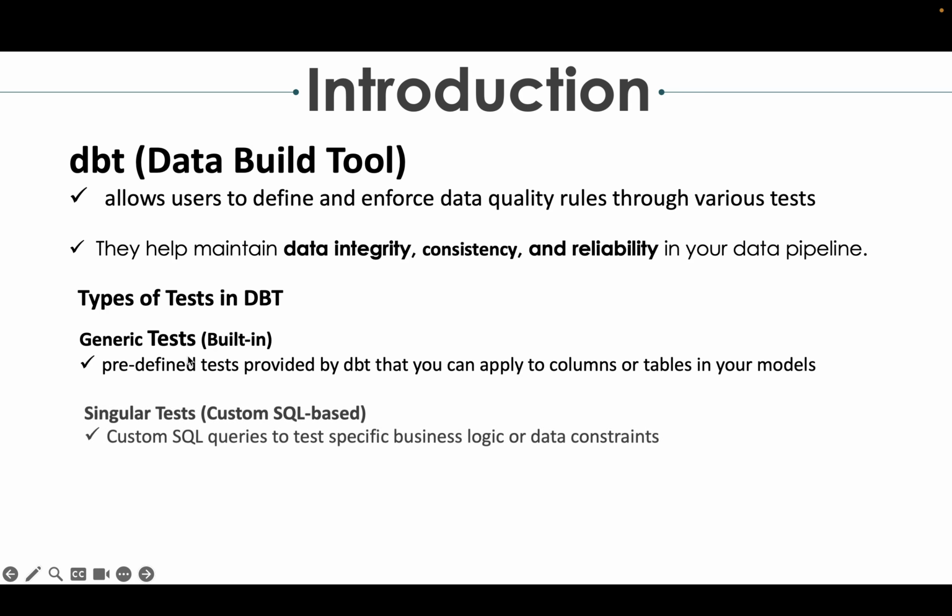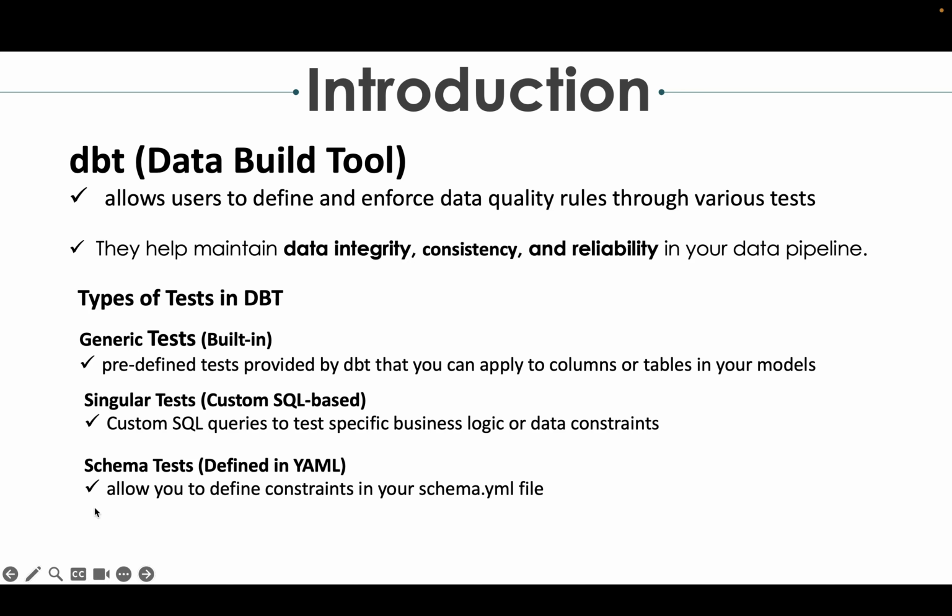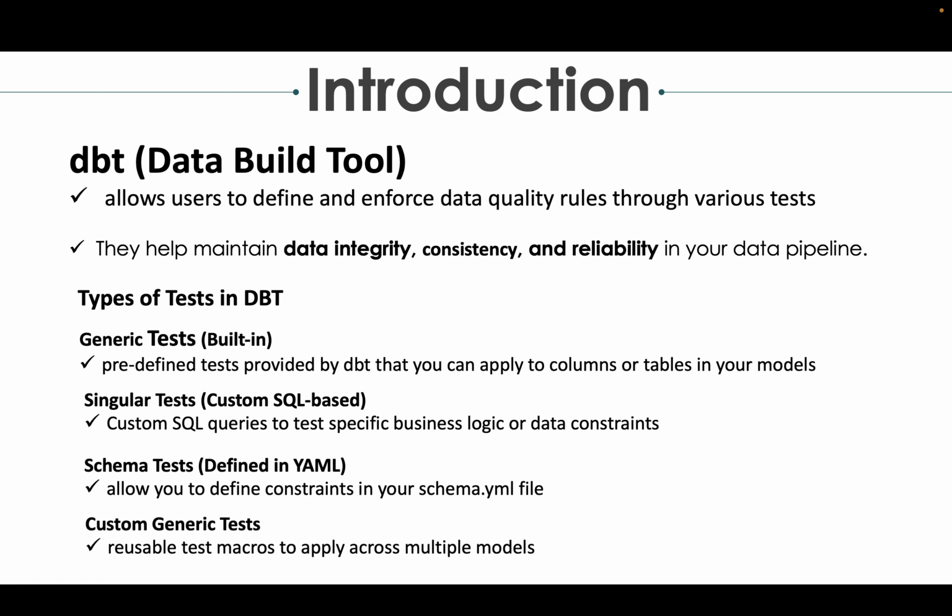The other type of test that you can perform in DBT is called singular tests or custom SQL based tests. Basically these are custom SQL queries that you can write to test specific business logic or data constraints in your transformations. The other one is called schema tests. These schema tests allow you to define constraints in your schema.yaml file. The last one is custom generic tests. This is similar to generic tests, but in this case, these are reusable test macros that you can apply across your multiple models.